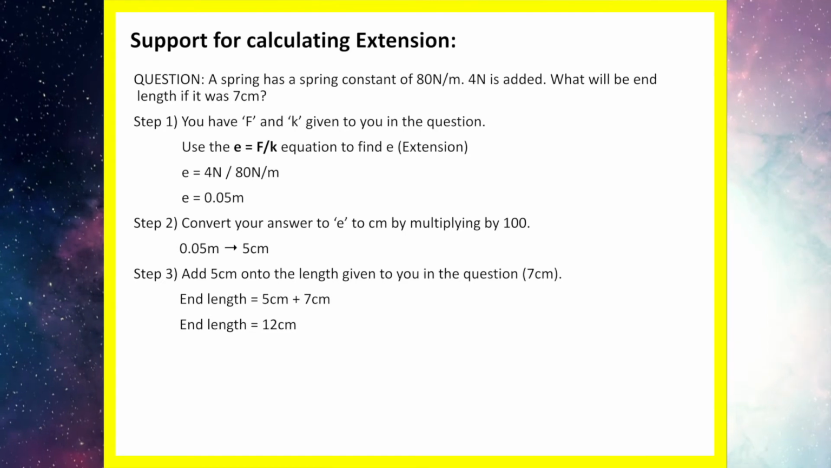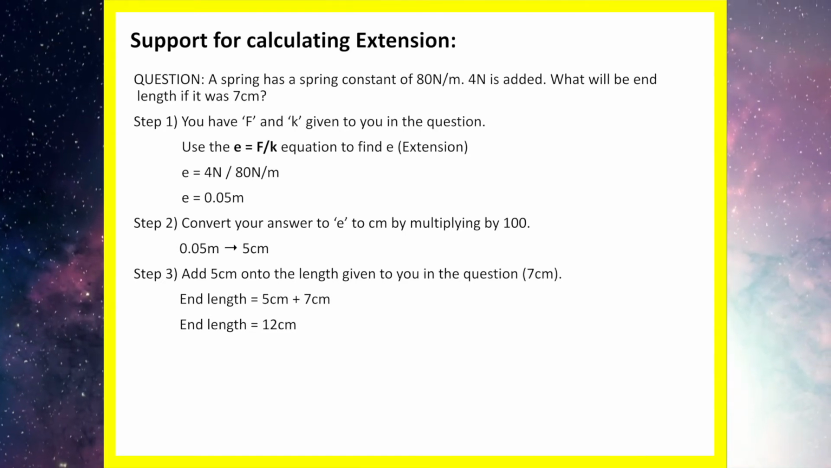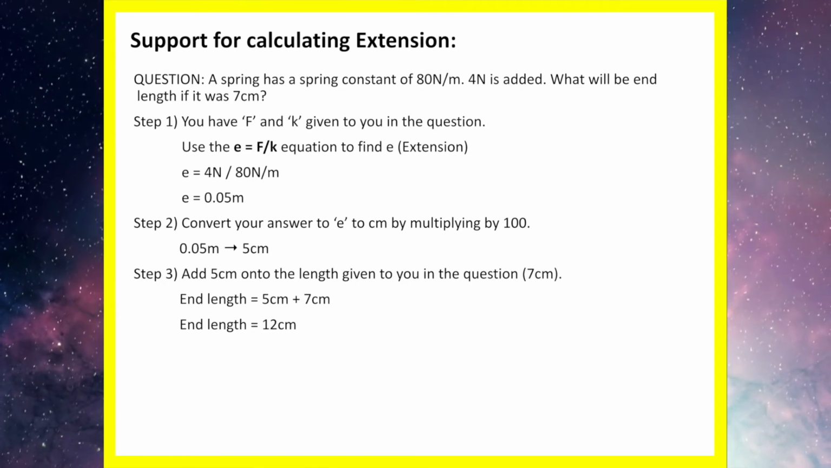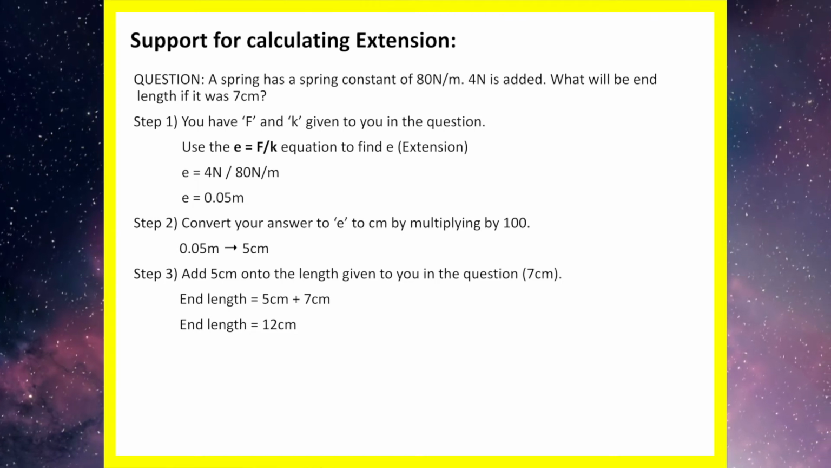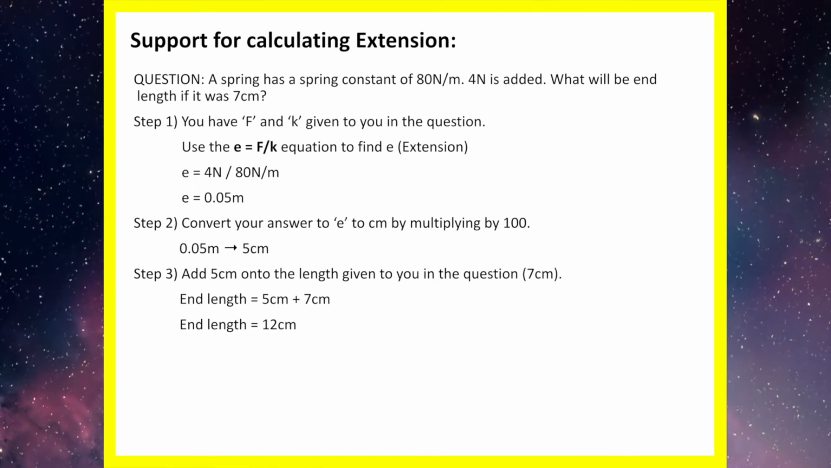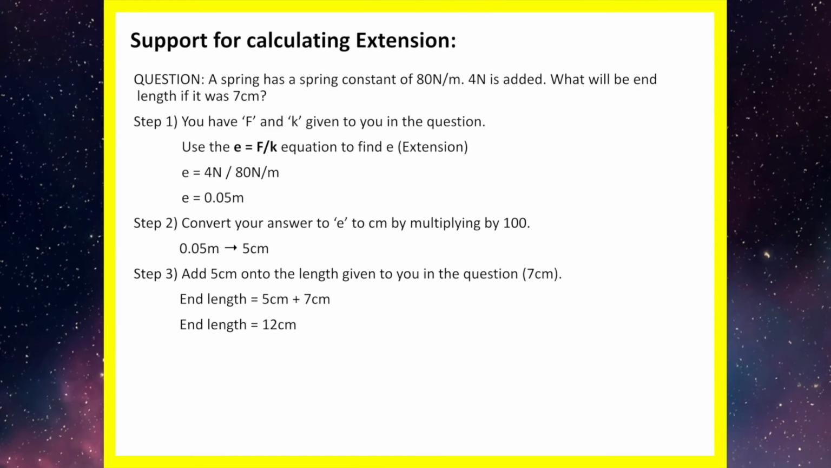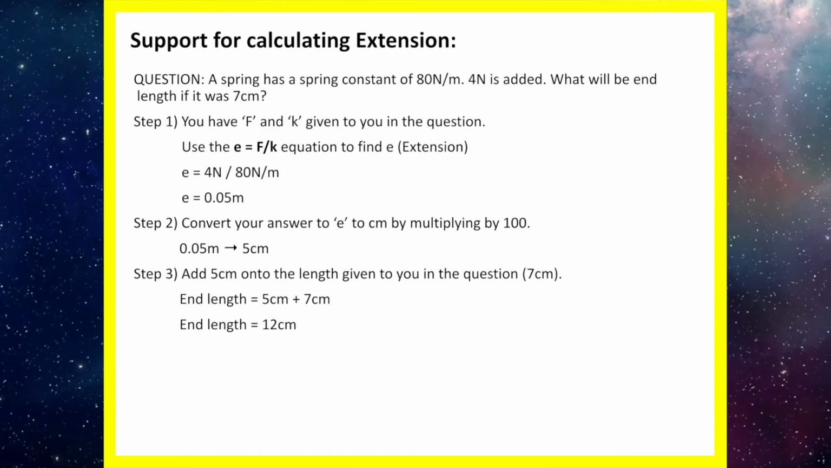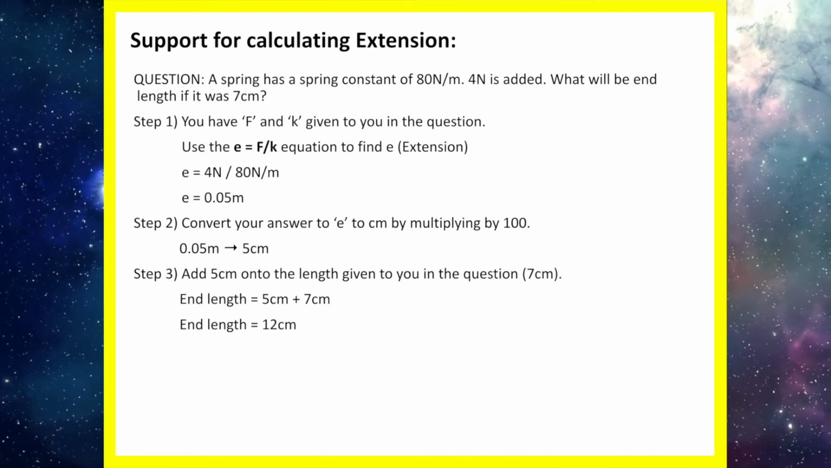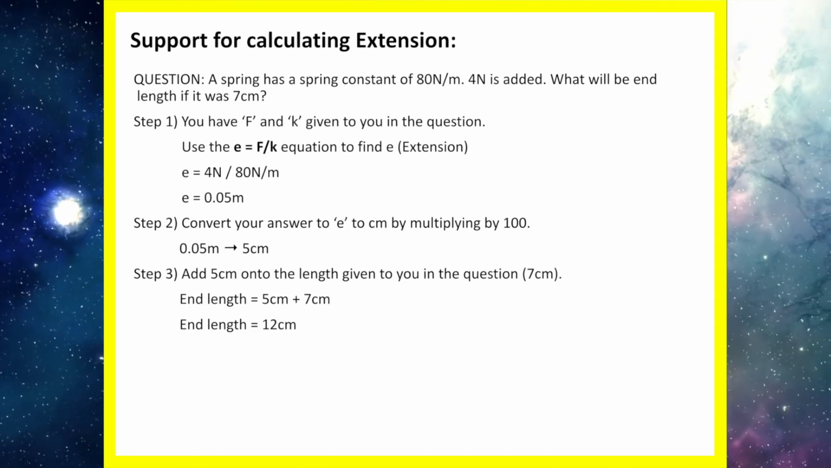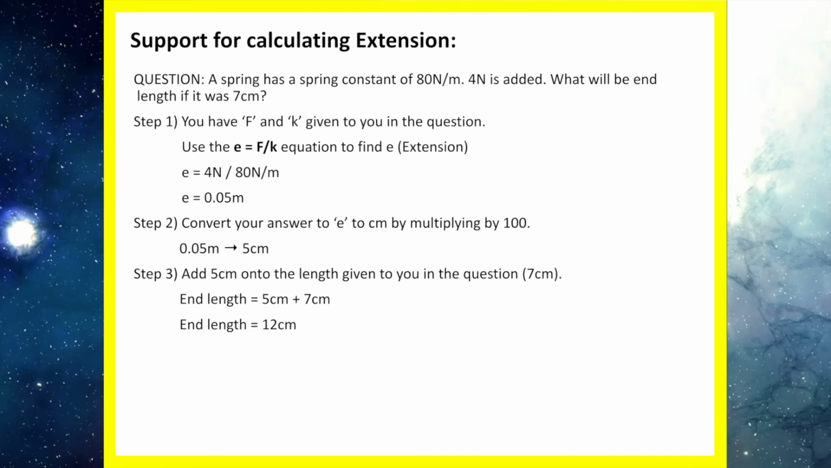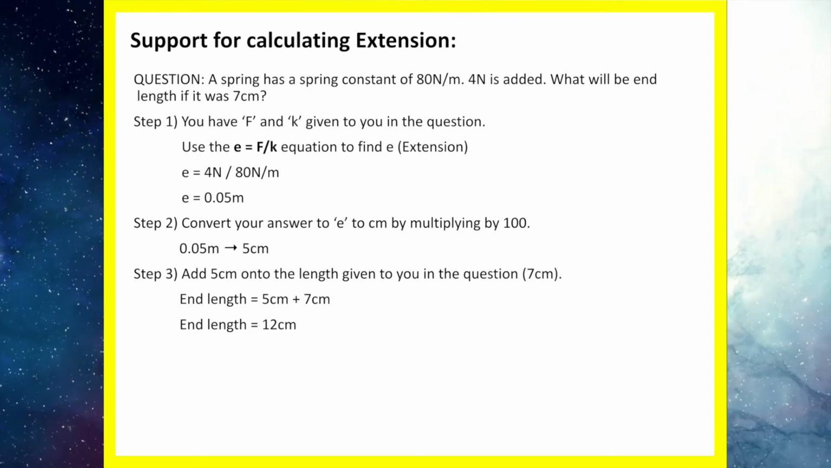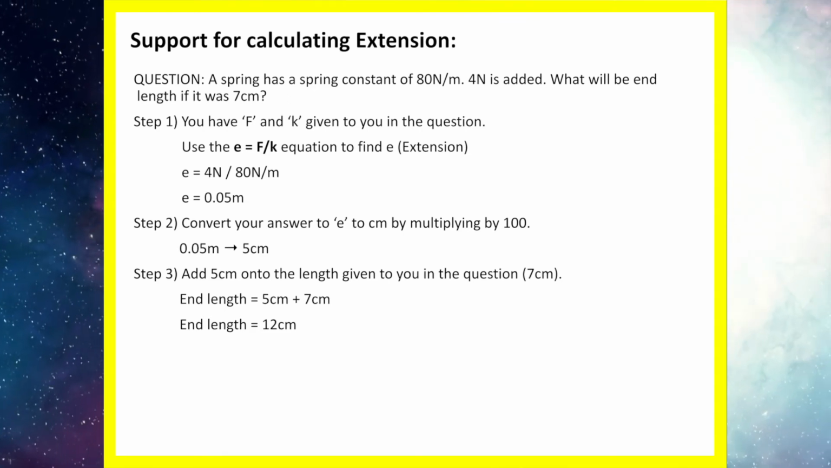In order to complete this calculation, first we must do step 1, and in order to do that, we need to find our extension. So 4 newtons divided by our spring constant of 80 newtons per meter gives us an extension of 0.05 meters. We then need to convert this back into centimeters by multiplying by 100. This gives us 5 centimeters. Finally, we add 5 centimeters to 7 centimeters, and our final length is 12 centimeters.